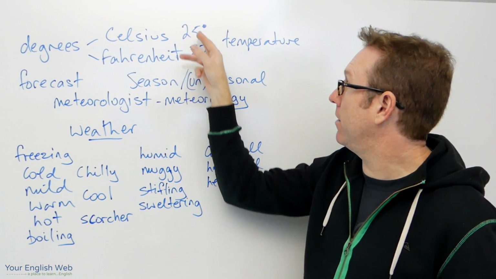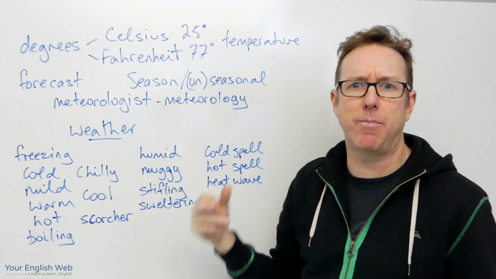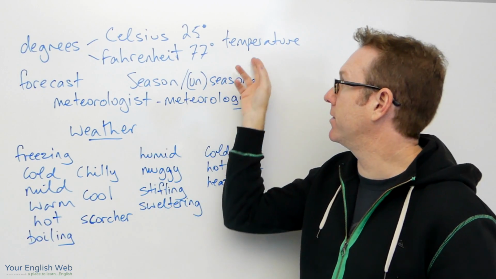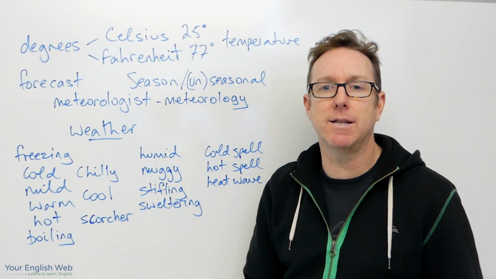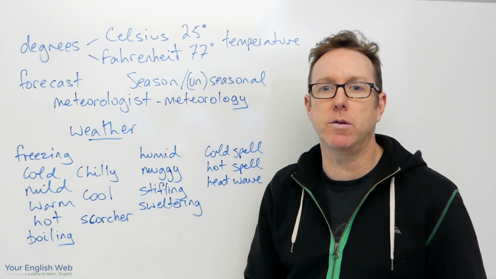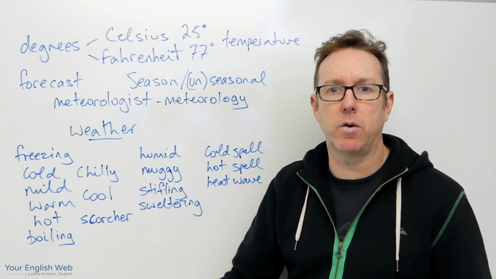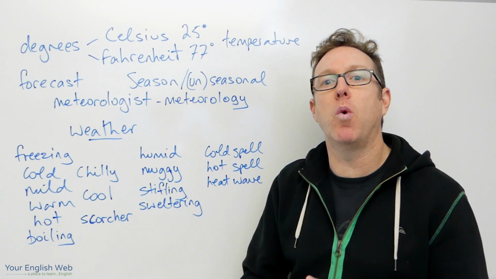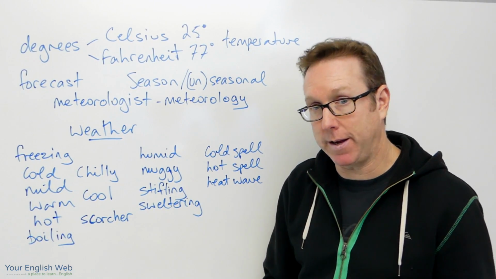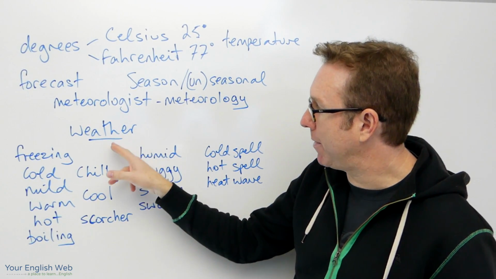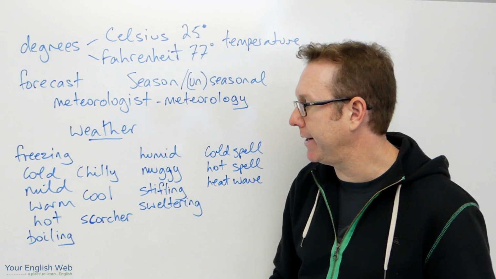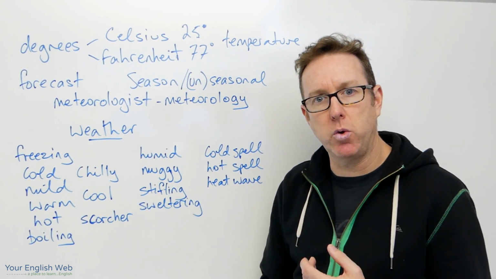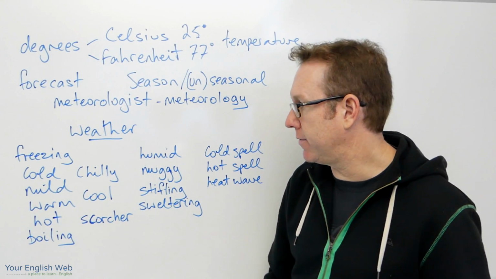Going back to this here, okay, we're talking about temperature. That's fairly simple. So 25 degrees is the temperature. What's the temperature today? What's the temperature going to be tomorrow? 10 degrees, 20 degrees, 30 degrees, whatever the temperature is going to be. Now, when we're describing what the weather is like outside, normally we use different adjectives to describe the weather.